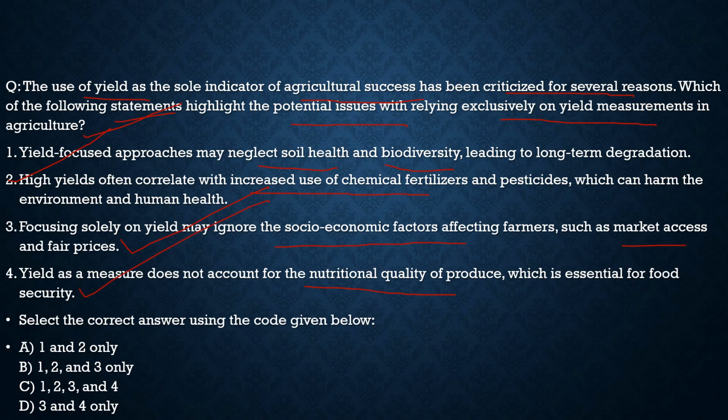With respect to this question, all four statements are correct, and from the code given below, the correct code would be option C. With this, I hope you understood the concept behind it: using yield, the amount we generate from a particular acre of land, as the sole indicator for agricultural success is not that good. So with this, let's move to another question and try to solve that.